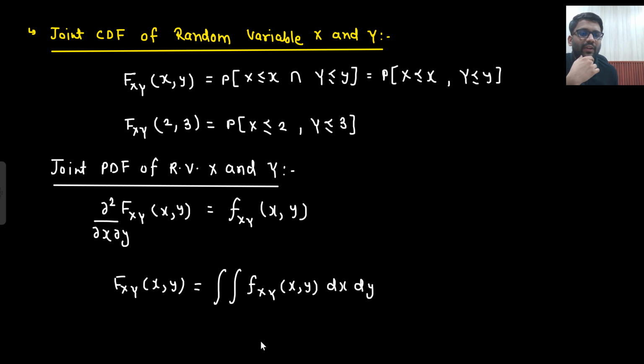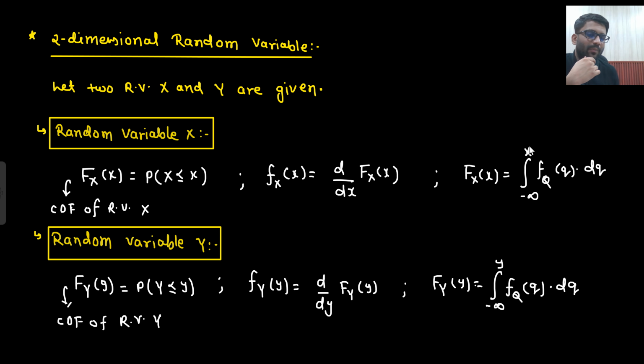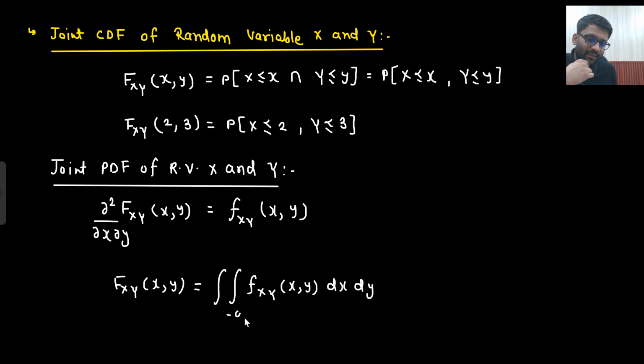Limit will go from where to where? Here the limit used to go from minus infinity to x, but here the limit will go from minus infinity to x, along with minus infinity to y as well, right? Limit of x will also go, limit of y will also go. If you are putting the limit in terms of x and in terms of y, you cannot put xy inside. So what will you do? You will put p and q here.